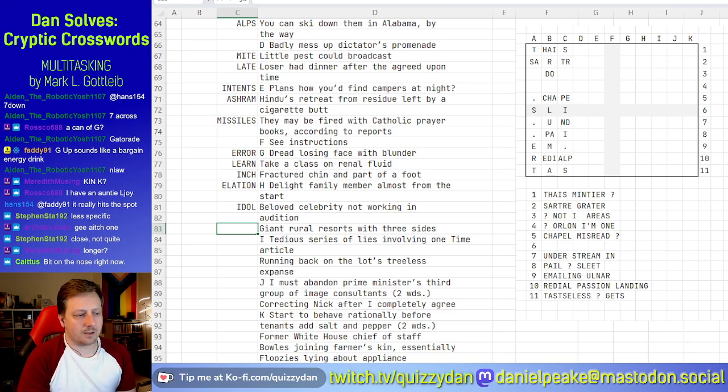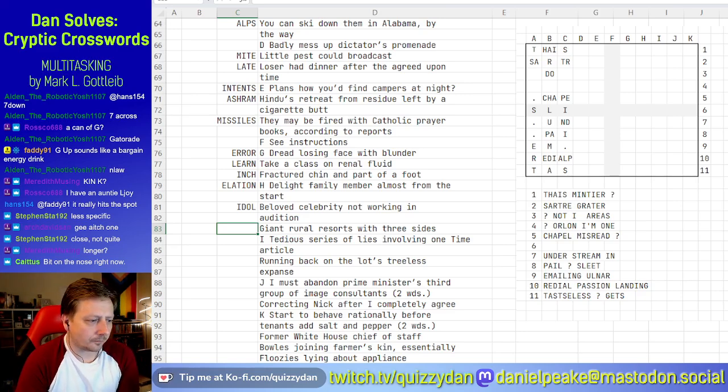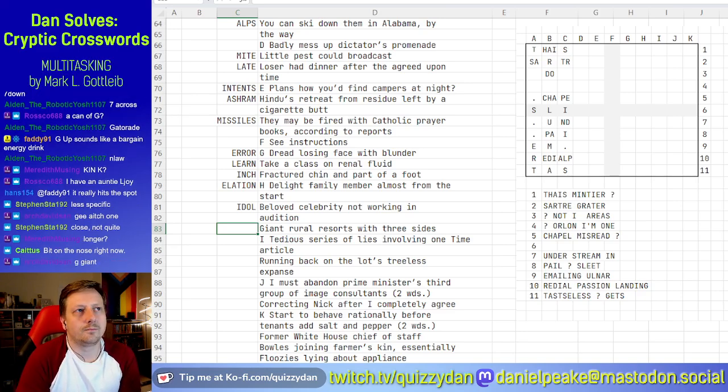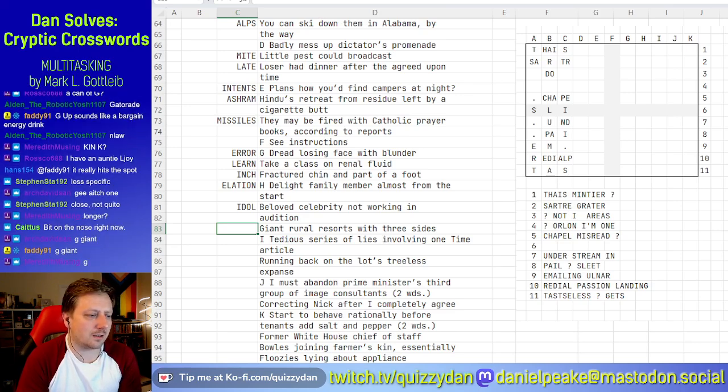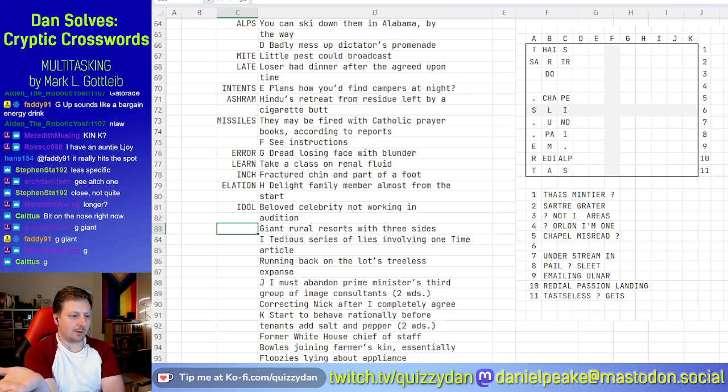Giant rural resorts with 3 sides. What? Rural resorts. Are those farms? Farm spas. Those are your rural resorts. So is it spas? Giant. Ogress. It's giant. Titanic. 3 sides. What is the 3 sides going to be? I don't quite understand that. Is a side L or R for left or right or up and down?